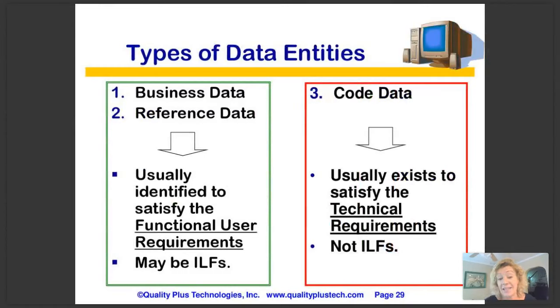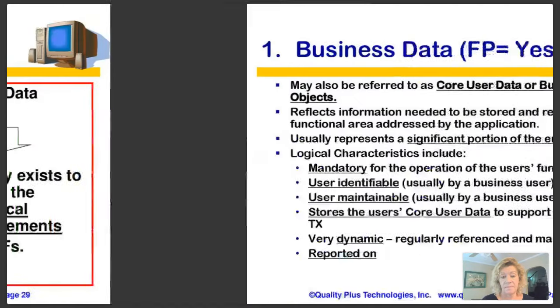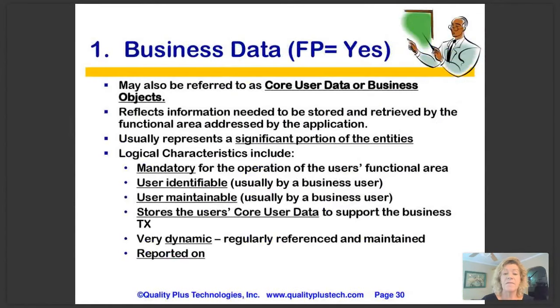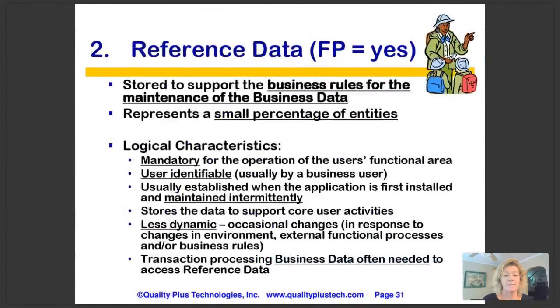We've got types of data entities that can be counted as ILFs or EIFs. We do count business data. We do count reference data. We do not count code data. Business data, function points are yes. Core user data or business objects. It reflects the information needed to be stored and retrieved. It's usually a significant portion. These are mandatory. They're user identifiable. They're user maintainable. And it's our master data. It's our master file. So business data, function points are yes.